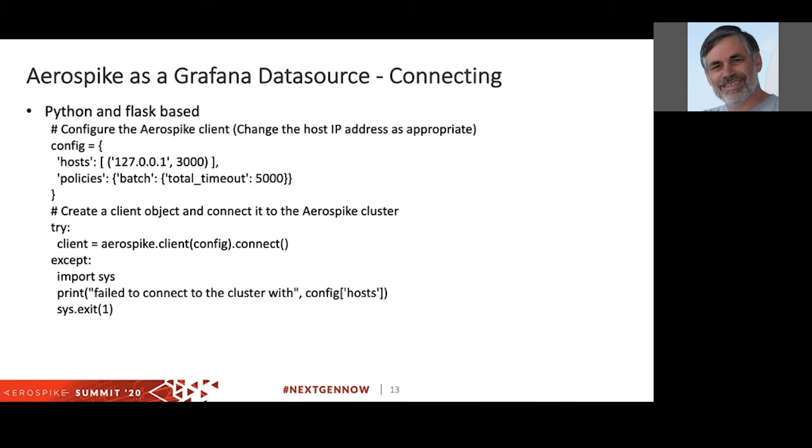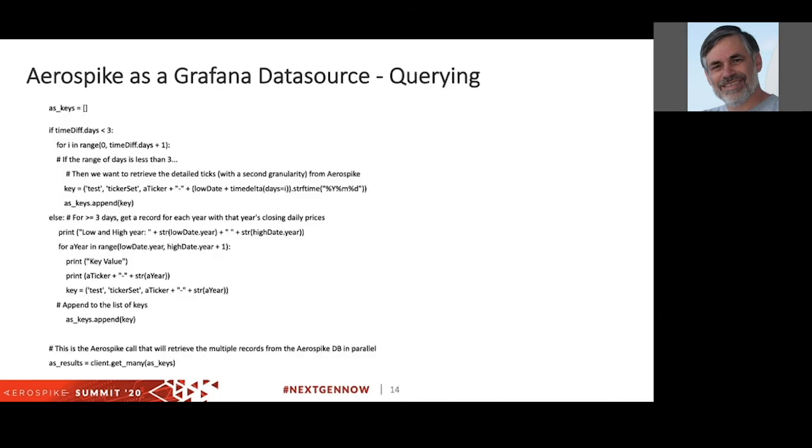What's next is, well, we have to develop a Grafana data source. The first step in the Grafana data source is a basic connection to the Aerospike database. This Grafana data source is based on an example in the Grafana download, which uses Python and Flask. And next, this is the guts of the code of the data source. The guts of the data source is composed of building an array of keys of what records I want to retrieve from Aerospike to populate the screen for Grafana.